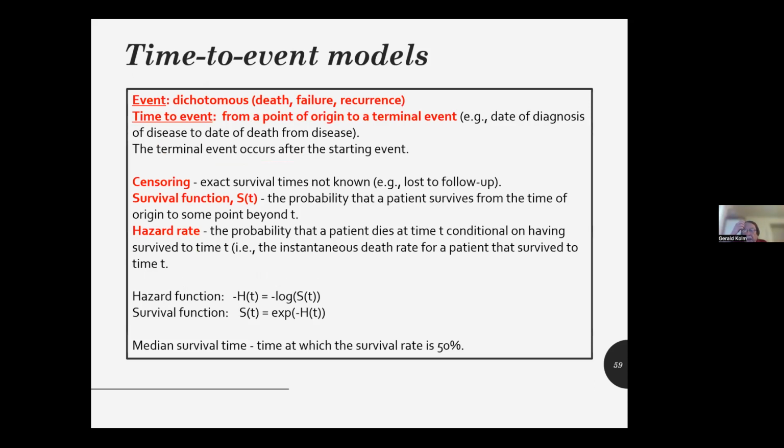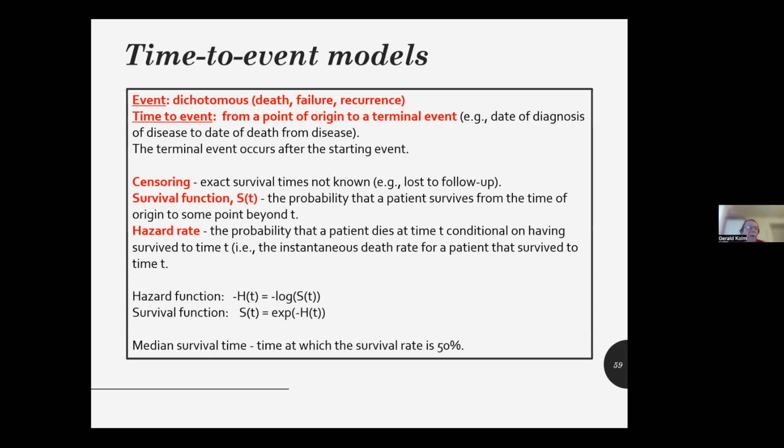Okay, and then the time to event models, which are sometimes called survival models. In manufacturing, I think they're called failure time models. But we have, in this case, an event, which is dichotomous, and then we have the time to the event. That implies that you have to have a point of origin and that the event has to occur at some point in time, and that the event, the terminal event, occurs after the start.